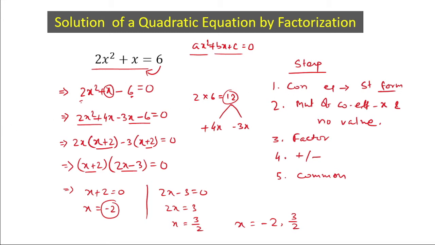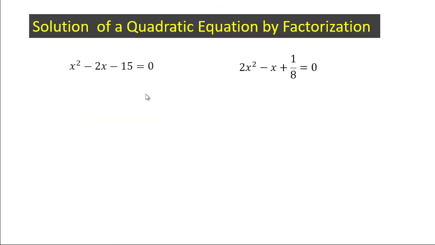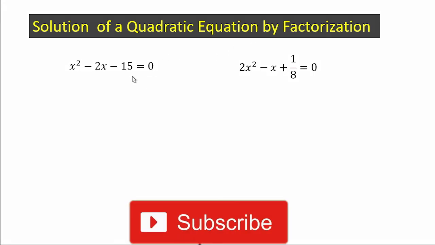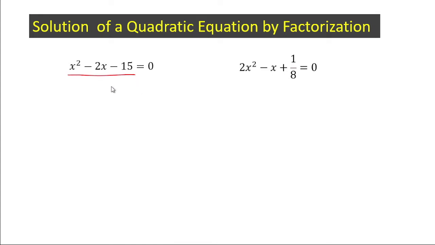Now we'll solve some more questions. Here we'll find the value of x by the factorization method. We can see the equation is given in standard form. So we'll first multiply the coefficient of x square and the number value. Here it is 1 multiplied by 15, which is 15. We'll factor 15 in such a way that we get the middle value, 2. So the factorization of 15 is 5 and 3, minus 5x plus 3x.